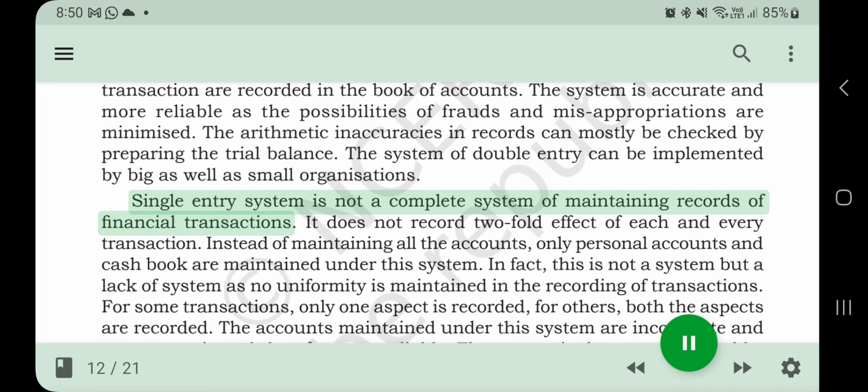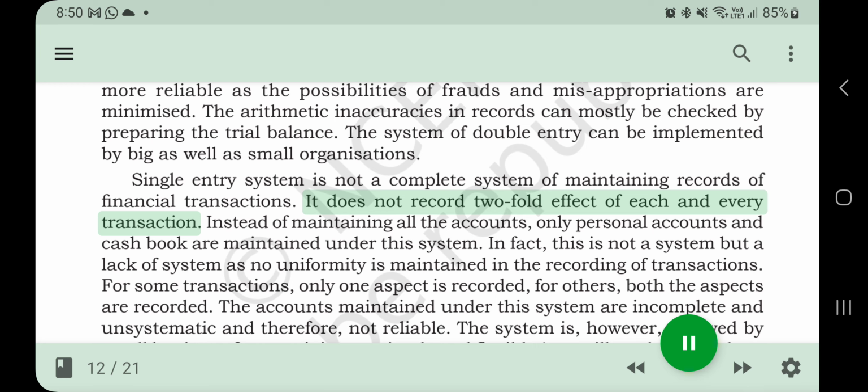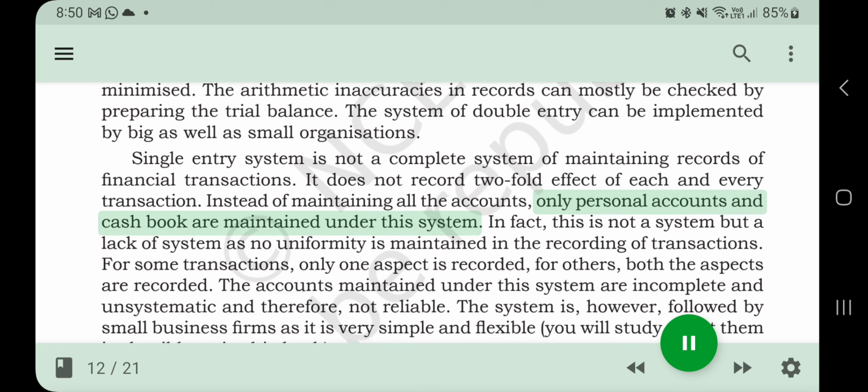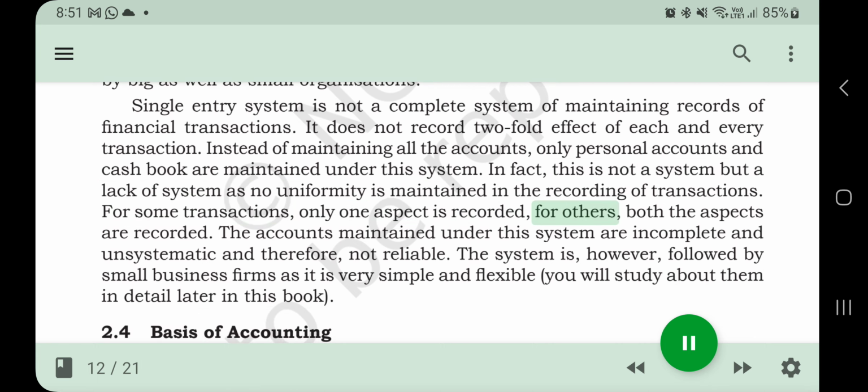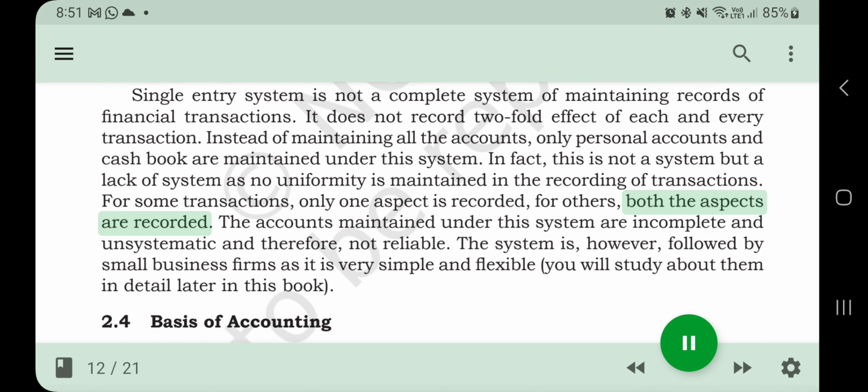Single entry system is not a complete system of maintaining records of financial transactions. It does not record twofold effect of each and every transaction. Instead of maintaining all the accounts, only personal accounts and cash book are maintained under this system. In fact, this is not a system but a lack of system as no uniformity is maintained in the recording of transactions. For some transactions, only one aspect is recorded, for others, both the aspects are recorded.